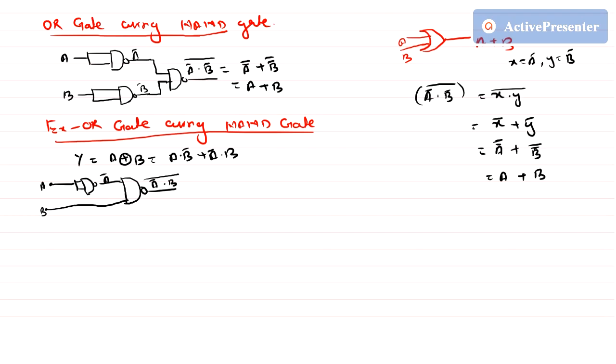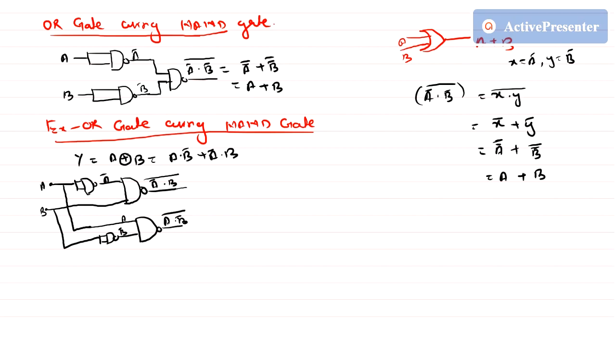Next I will take this A and I will take this B. I will give this B to a NOT gate, and I will draw a NAND gate here. So this is a NOT gate, so here the output is B bar and here it is A. So the output is A dot B bar whole bar. Okay, so now we got this.